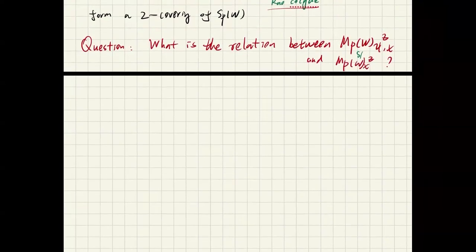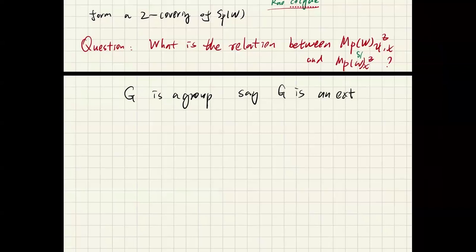So in general, I will talk about this a little bit. What is a group extension? Suppose G is a group. We say G is an extension of A and B if there exists a short exact sequence.